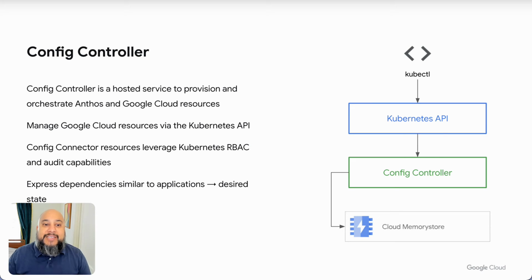So in practice, what that looks like is we run Config Controller. It's a hosted service to provision and orchestrate Anthos or Google Cloud resources. And you can manage those same Google Cloud resources using the Kubernetes API. So if you have a bunch of Kubernetes API expertise and experience, this approach might be a natural fit. Now, the Config Connector resources build on top of the Kubernetes RBAC and audit capabilities. So it's a good fit there as well.